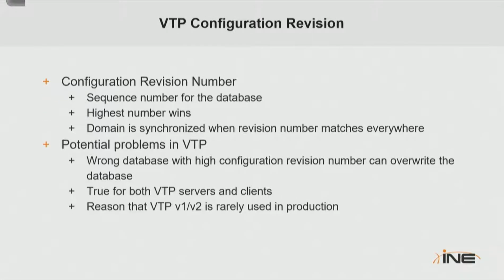Now, the traditional problem with VTP has to do with what we call the configuration revision number, which is effectively the sequence number for the database, and whichever switch has the highest number wins. So the domain is synchronized when the revision number matches everywhere. The problem with this is that if the wrong database has a high config revision number, it can overwrite the database of the other switches. So this is true of both a VTP server and a VTP client.